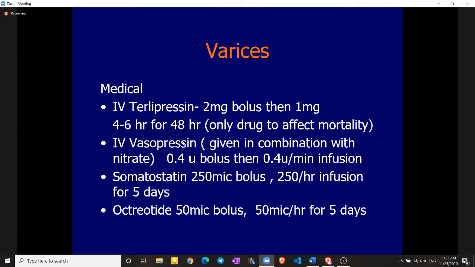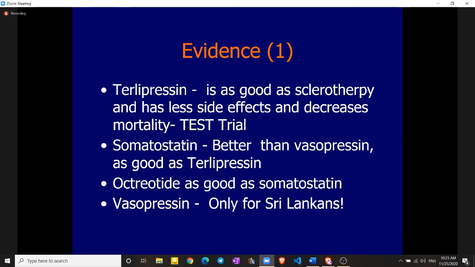So octreotide is for 5 days, somatostatin for 5 days, and terlipressin is for 48 hours. So these are all evidence from trials, right? That's why it's there. Next. So terlipressin is as good as sclerotherapy and has fewer side effects and lower mortality. That is the first trial that showed that. Then there are other trials to show that somatostatin and octreotide are also now proven to be as good as terlipressin, right? So vasopressin shouldn't be used in variceal bleed anymore, right?